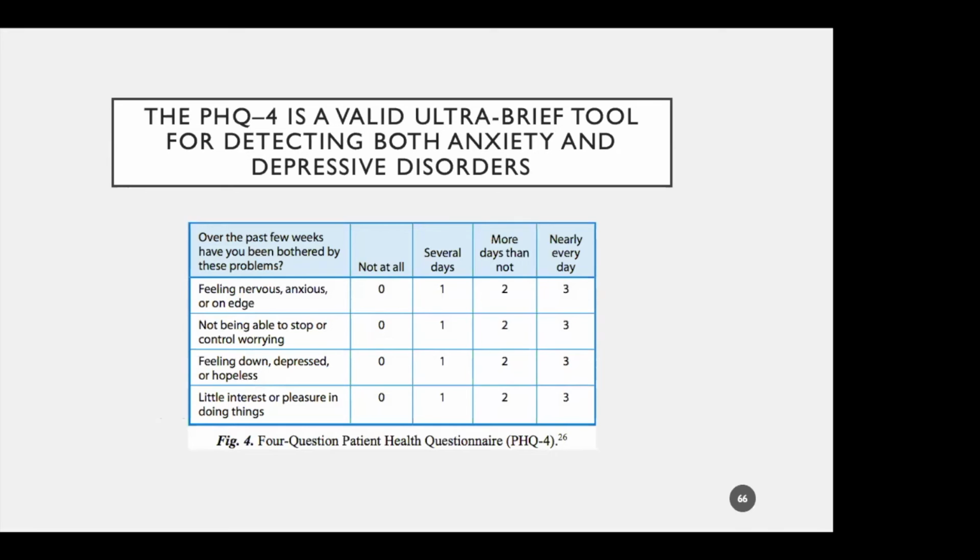Next slide. I have put here what we call the PHQ-4. This is a valid ultra brief tool where you look for both anxiety and depression. Remember, I said, often in older adults, anxiety and depression co-occur. And so this is a very fast tool, which is only 4 questions. If they're positive, then you obviously go on to do the full test.